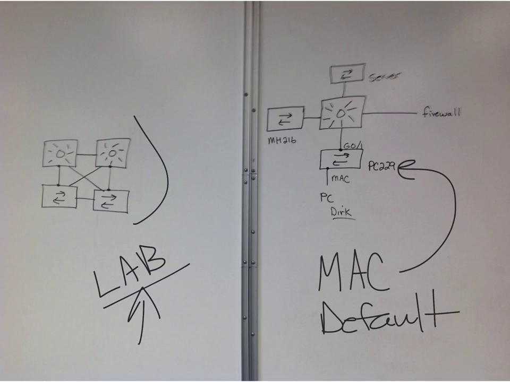There's another lab that uses some Cisco proprietary information dealing with spanning tree. That's it.